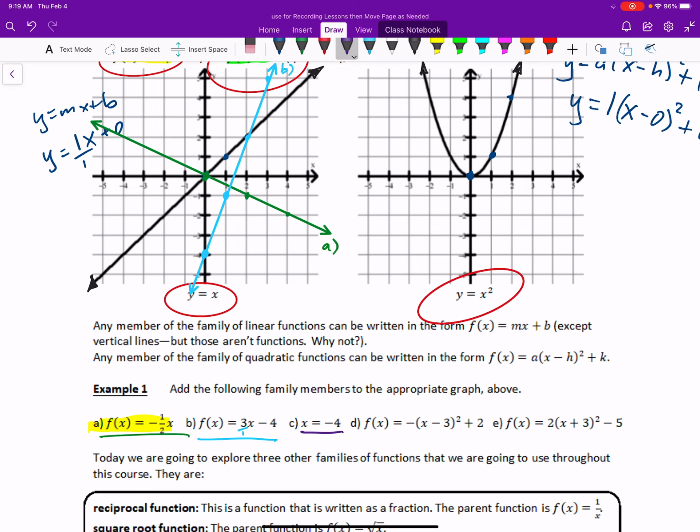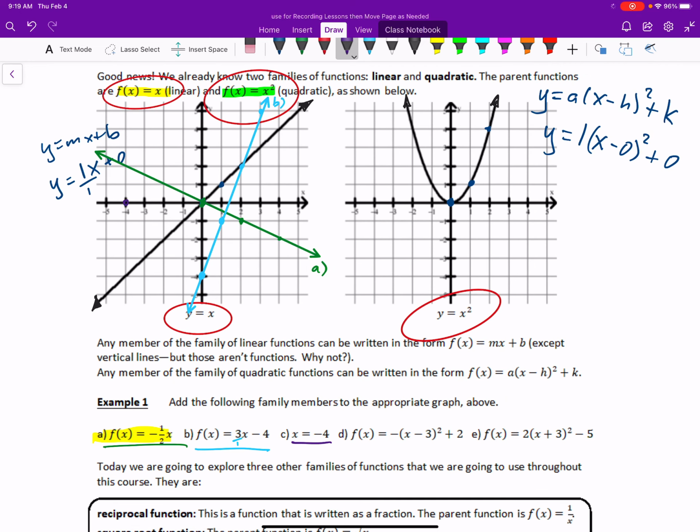X equals -4, you should remember, is just a vertical line. It goes through -4 on the x-axis, and every point on the graph has an x-coordinate of -4, and whatever the y values are, it's going to be the same. That is a vertical line. That one's not a function. It fails the vertical line test, but it's still a member of the family of linear, although not a function. So again, there's 3 examples of linear relations, 2 of which are functions, and they share common characteristics. They all form straight lines.